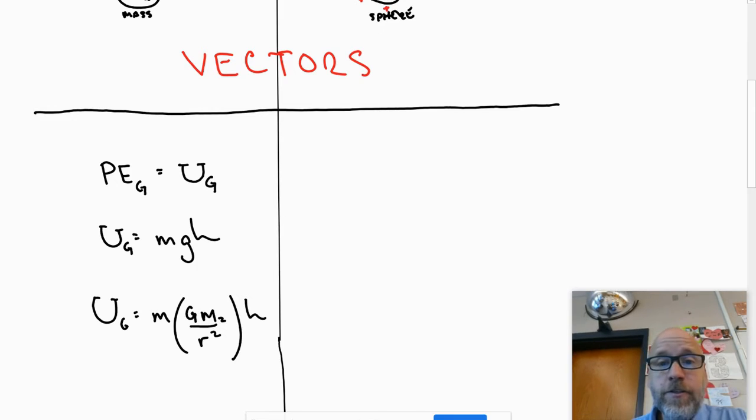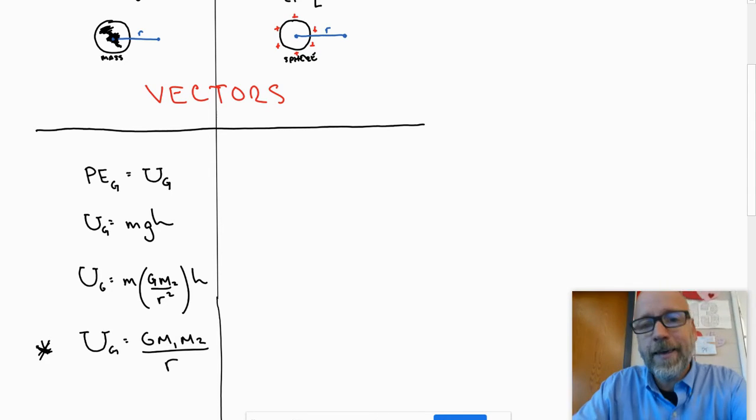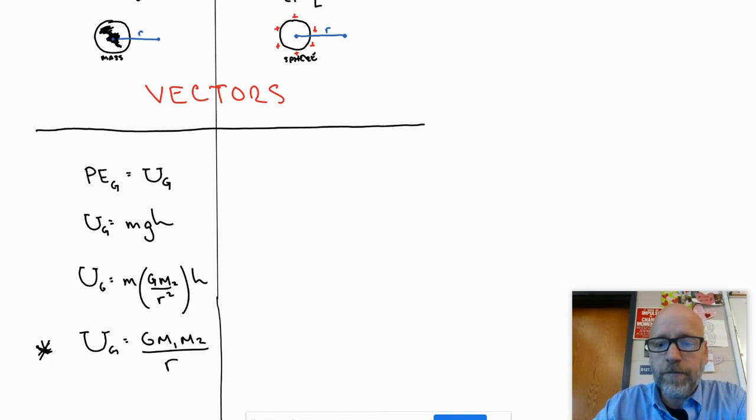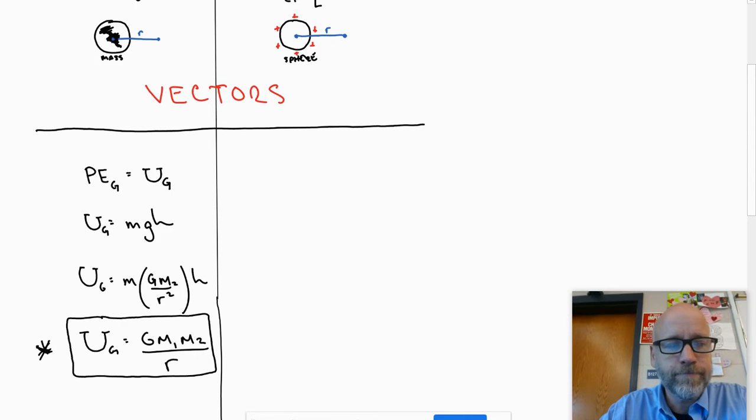Now, h is really a measurement of r. So I can take that, cross it off, and I end up with a formula that is G M1 M2 over R. I now have a way to calculate the potential energy of an object in a gravitational field. Yeah, we didn't really utilize this formula last year, but I think you can handle it.